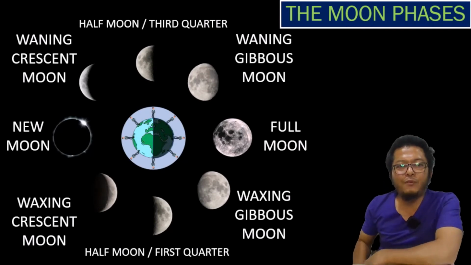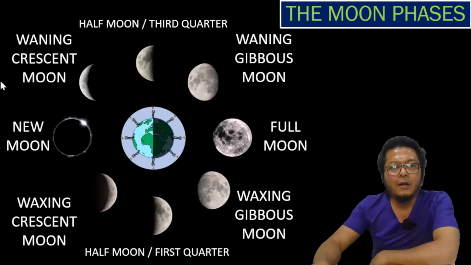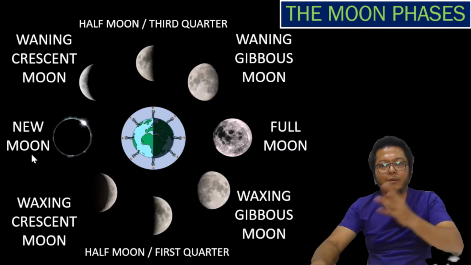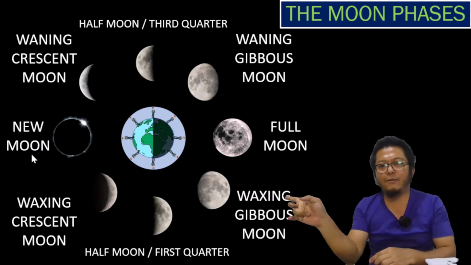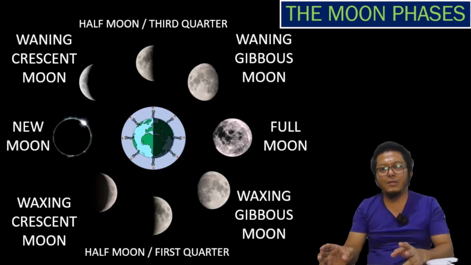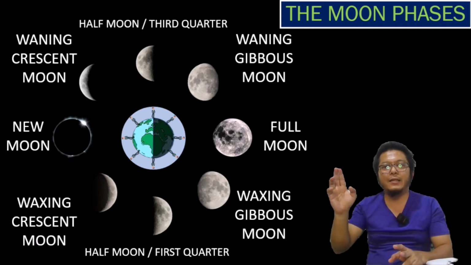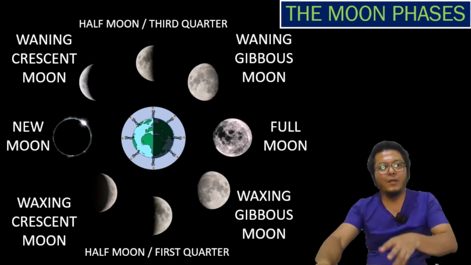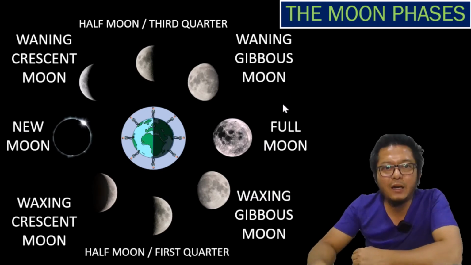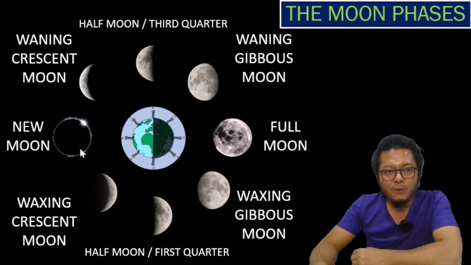Actually, this is the moon phases. Now, like I said, the sun will always be on your left here. When you look at this video, you raise your left hand and that's your left. The sun will be here. And these are the phases. When the moon is here and we stand here, it's called a new moon. We cannot see the moon.